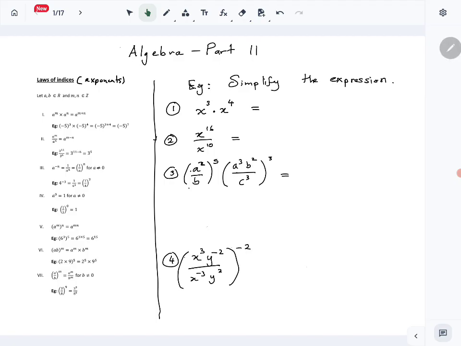So let's look at the first one, x raised to 3 times x to the 4. So here we are going to use the first law. We just need to do what? Add the powers. So the answer is what? X to the 7. Then the second example, we can use the second law. X to the 16 divided by x to the 10 is x to the 16 minus 10, that is x to the 6.